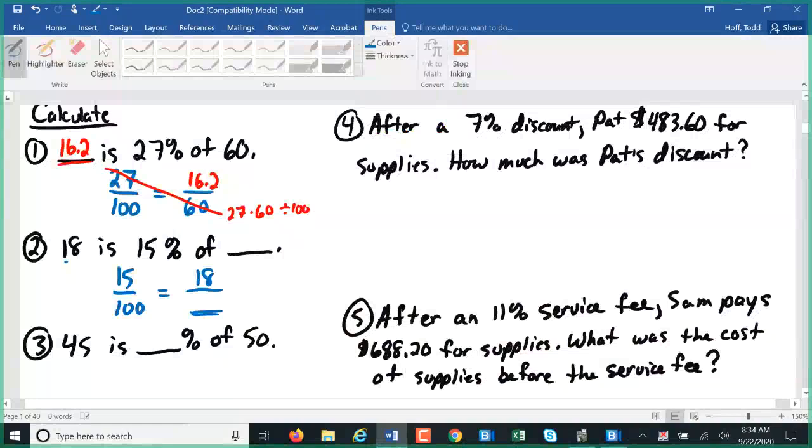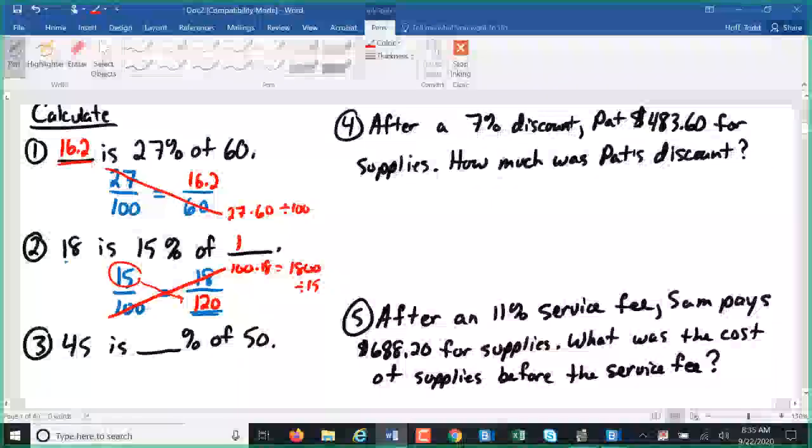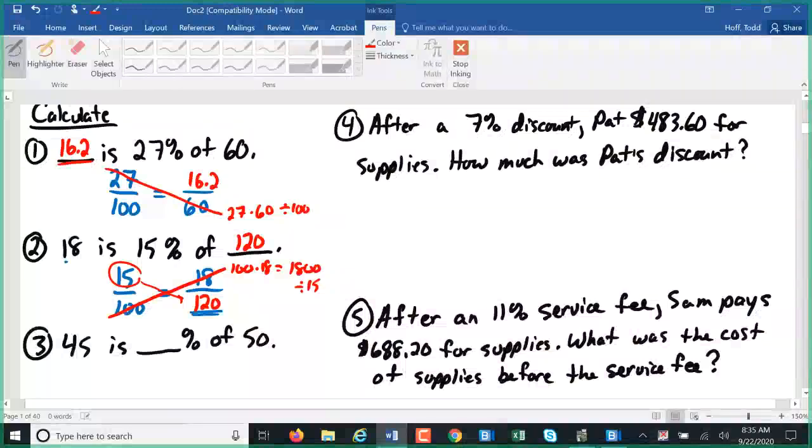So again, we multiply the things that are diagonal. Those are the 100 and the 18. So we do 100 times 18, giving us 1800. The 15 is diagonal with our missing number, so we're going to divide by the 15. So 1800 divided by 15 is 120. So 18 is 15% of 120.